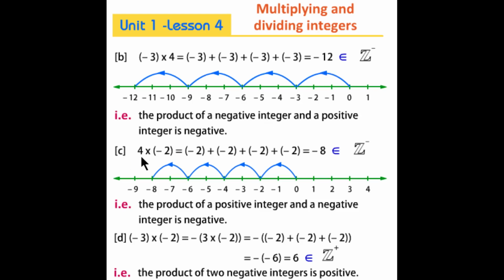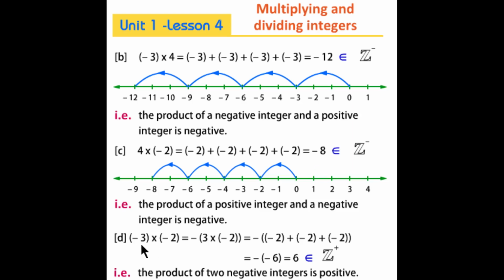C. 4 times negative 2 equals negative 2 plus negative 2 plus negative 2 plus negative 2 equals negative 8. Negative 8 belongs to Z negative. That's to say, the product of a positive integer and a negative integer is negative.